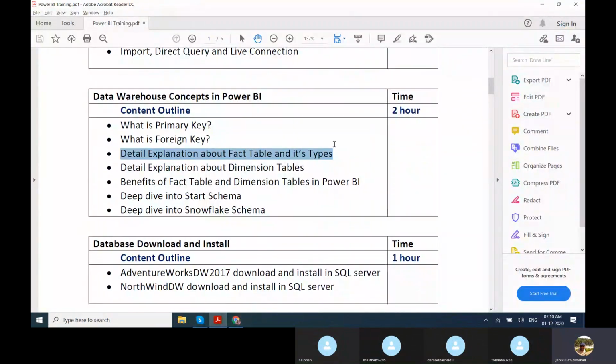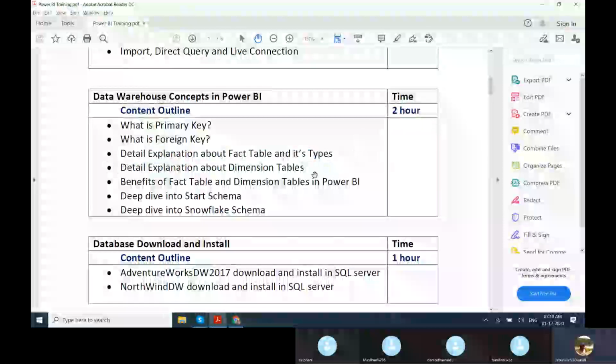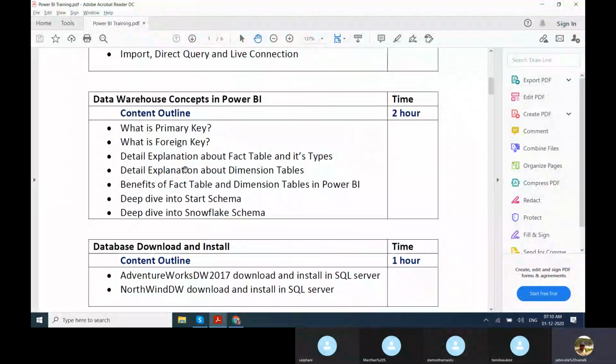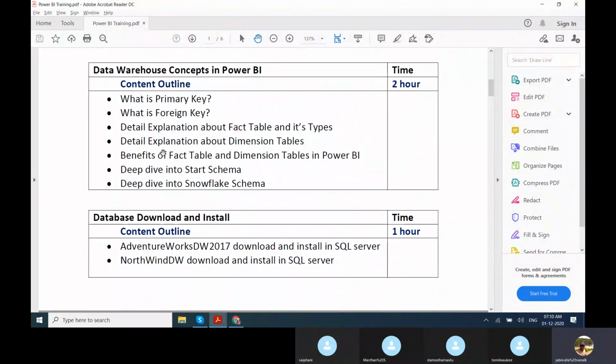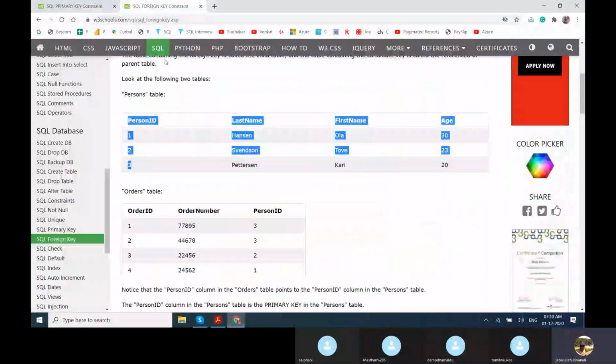So, a detailed explanation of the fact table and its steps. Okay, in Power BI projects there are two types of schemas. First of all, I have to explain that. One is a star schema and one is a snowflake schema. So what is star schema and what is snowflake schema, we'll discuss now.